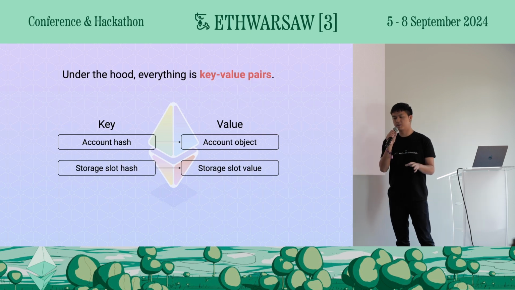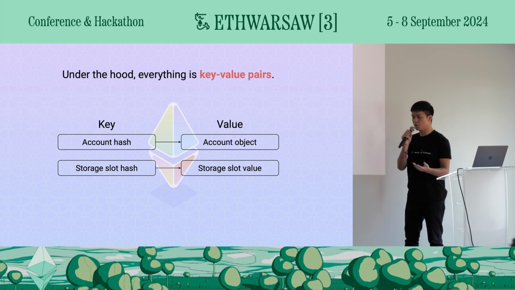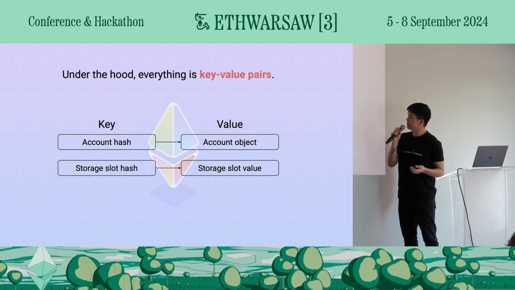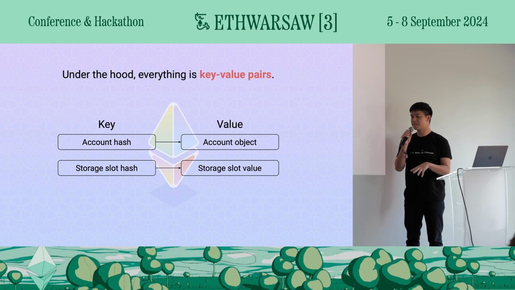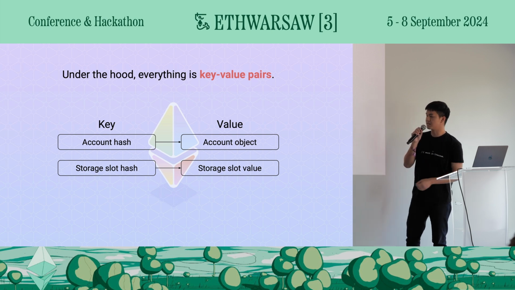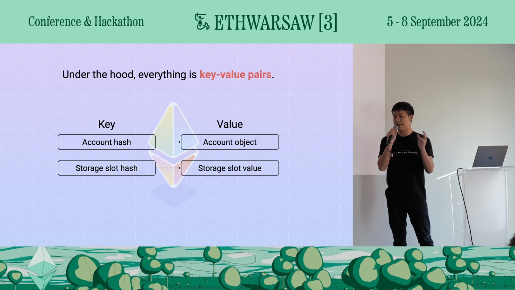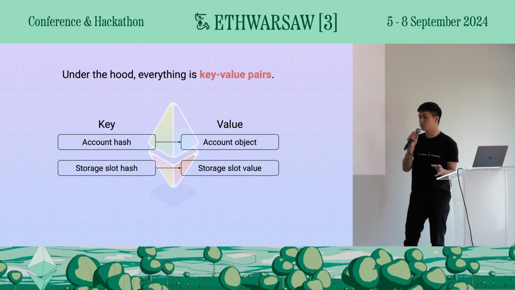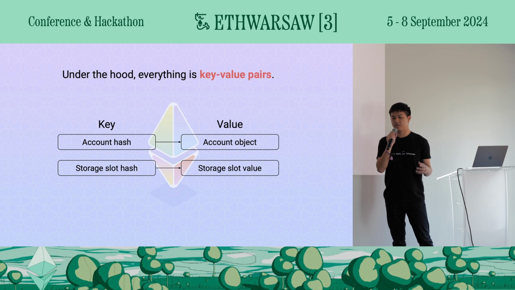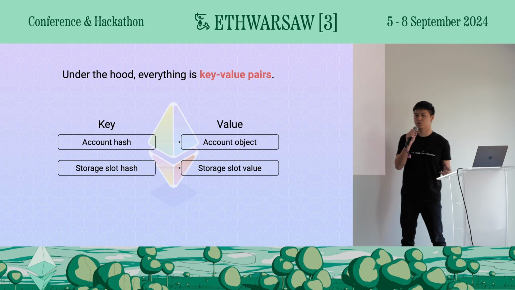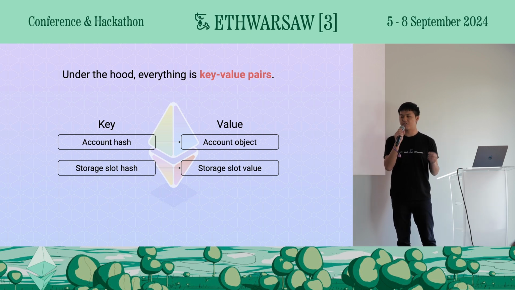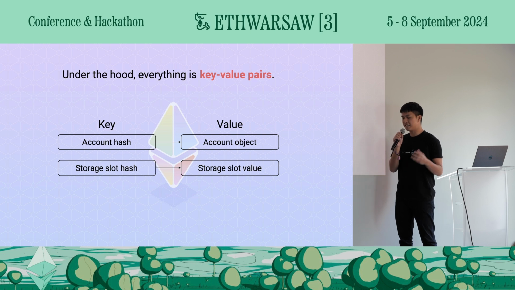And under the hood, when we talk about software implementation, basically the clients like Go Ethereum or Nethermind, everything is represented in the database as key value pairs, usually. So for example, just a very simple example, you have an account hash, which will map to the account object, or you will have a storage slot hash, which will map to the storage slot value. So you can think of a key value pair as a data representational unit at the software level.